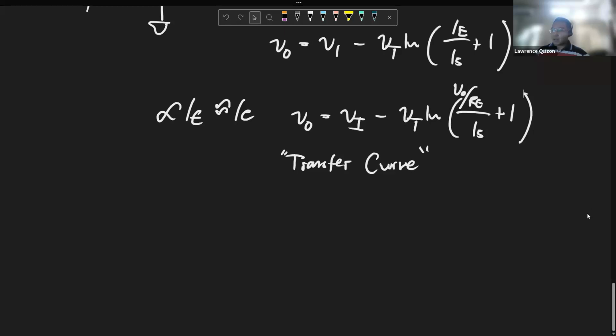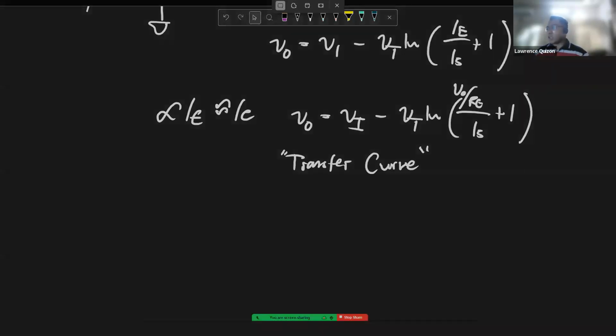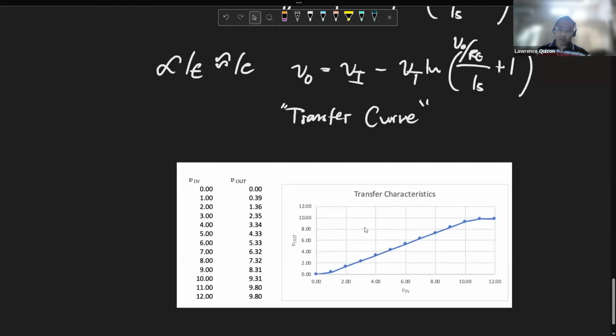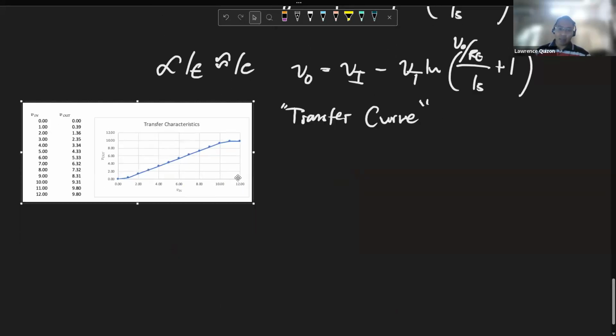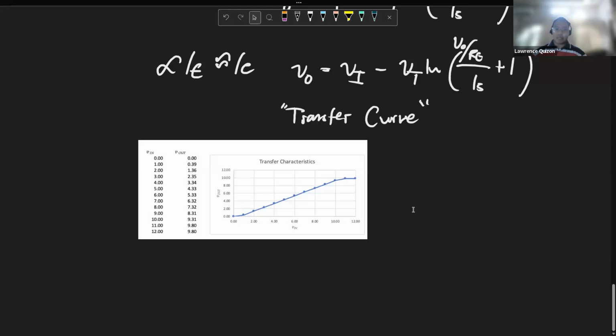Though the problem is, dalawang beses lumabas si V out, no? So as was hotly discussed in Piazza, and also here, I'll say it again, when your equation looks like this, of course, may curve pa din siya. But for each point, you're gonna have to do some equation spamming or shift solve in order to get things, no? Luckily for us, ginawa na siya ni Sir Chicho, and he found na ganito yung transfer characteristic.